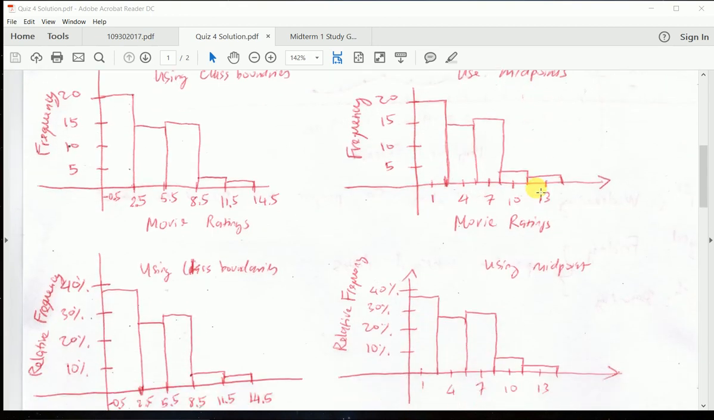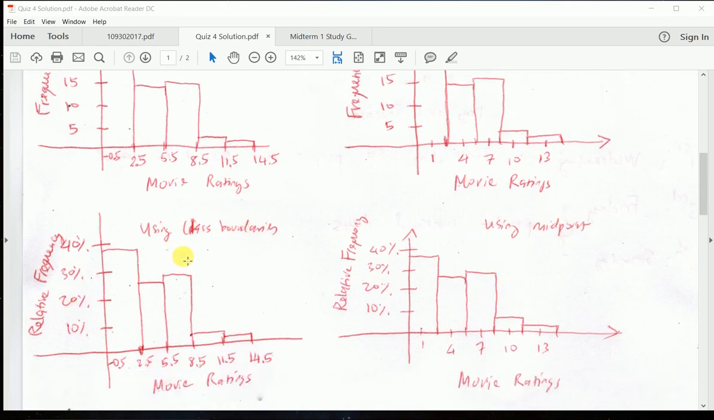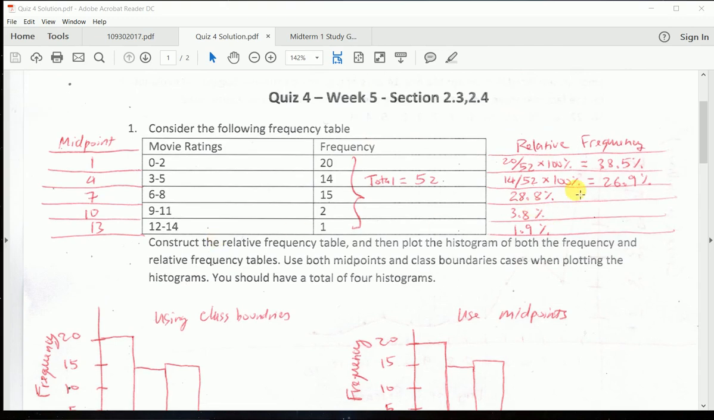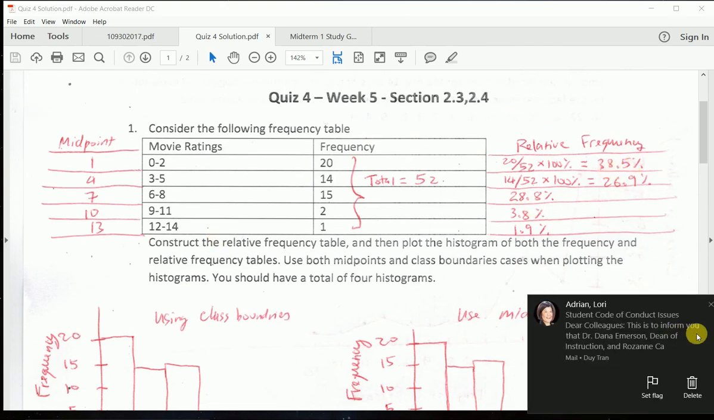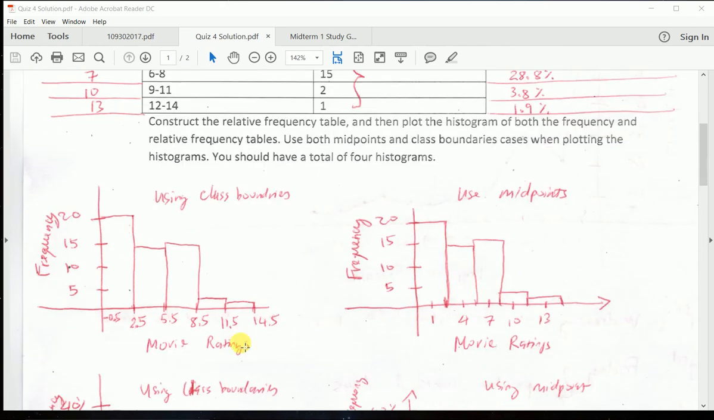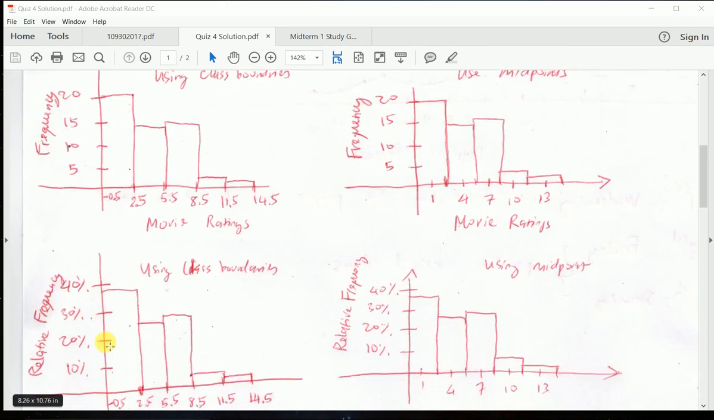So we also have 2 cases, one using the class boundary and another using the class midpoint. Instead of having 5, 10, 15, 20 for frequency, now the highest I can get is 38 or around 40%. So I have 40, 30, 20, and 10.